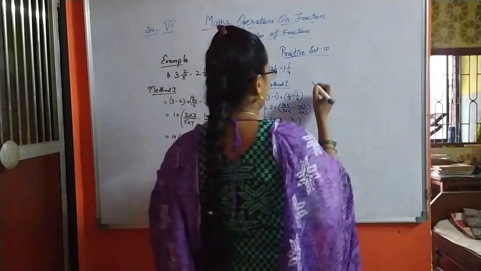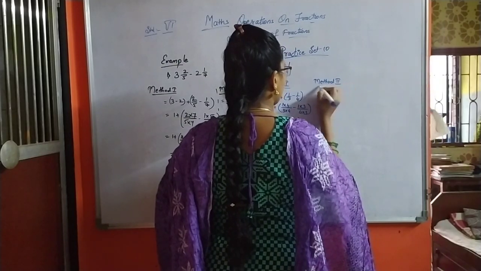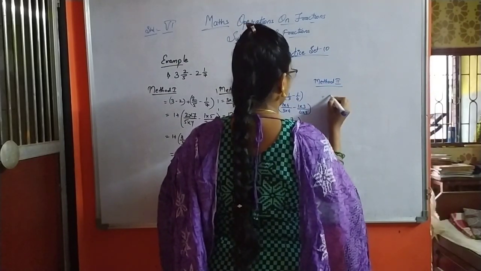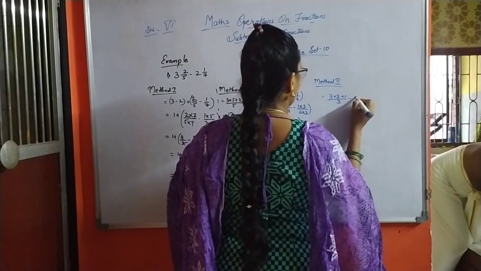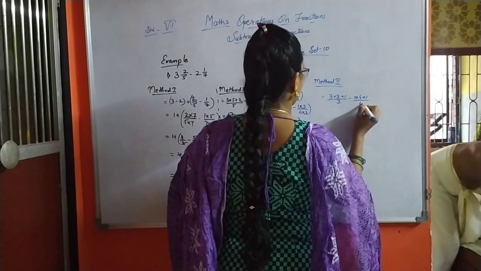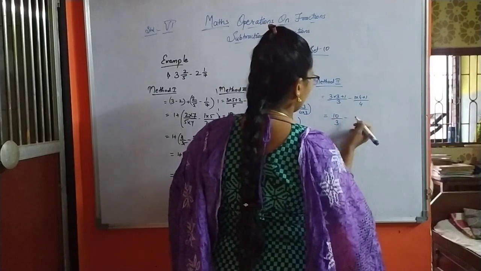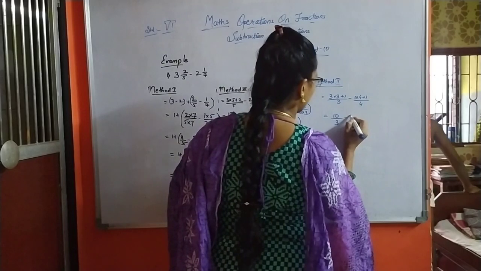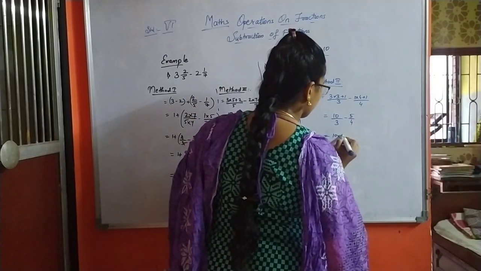Now when I go to the second method, I will be doing this in the form of multiplication and addition. Three 3s are 9 plus 1, 10 upon 3. 4 1s are 4 plus 1, 5 upon 4. So denominators are different, cross multiply.